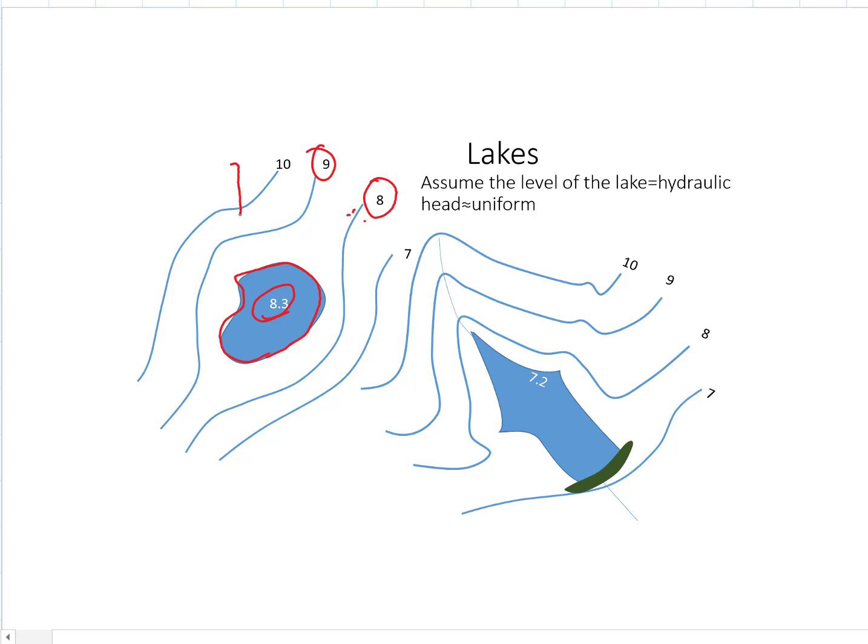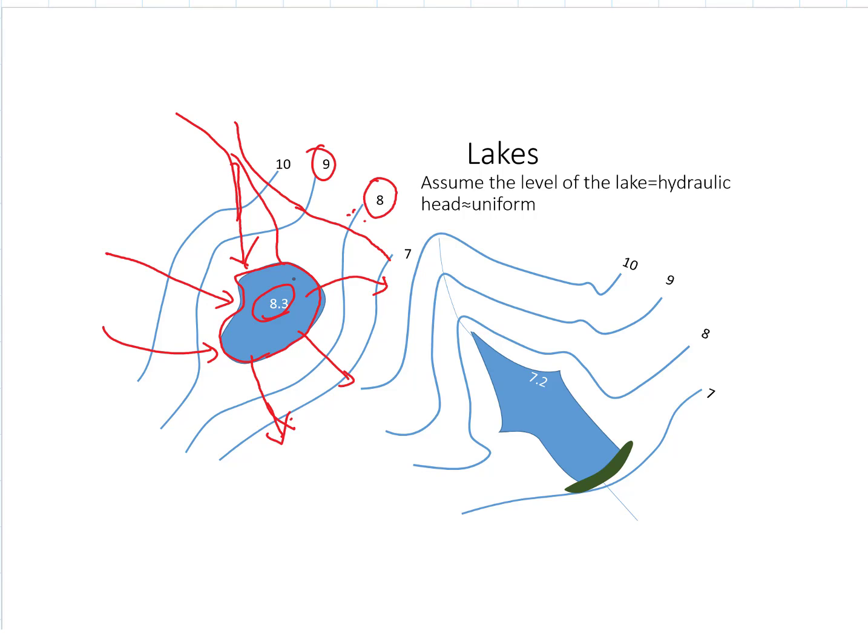So flow is perpendicular to the head contours. So we have flow like this, and the flow might just be going right around the lake here, but then going into the lake like that. And then the groundwater is discharging into the lake on the upstream side, and then it flows out of the lake like this. So this is a flow-through lake. Groundwater is flowing into the lake and discharging into the lake on the up gradient side, and it flows out on the down gradient side.